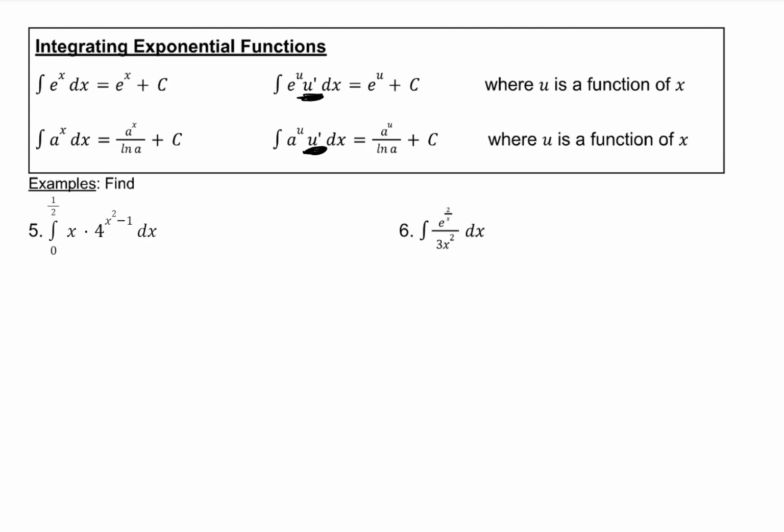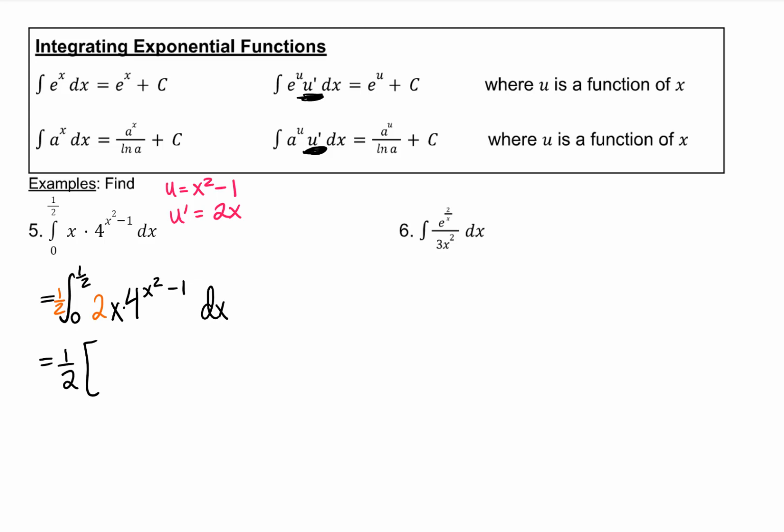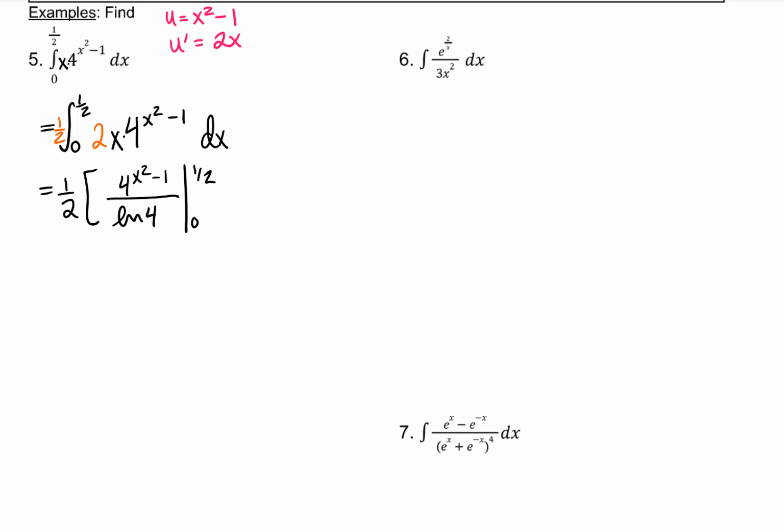In this case, u is x squared minus 1. U prime is 2x. We have an x in our integrand, but we need that 2 too. So I'm going to multiply by 2 times 1/2. The integral of a to the u times u prime is a to the u over ln a, evaluated from 0 to 1/2. Plug in your limits and simplify.